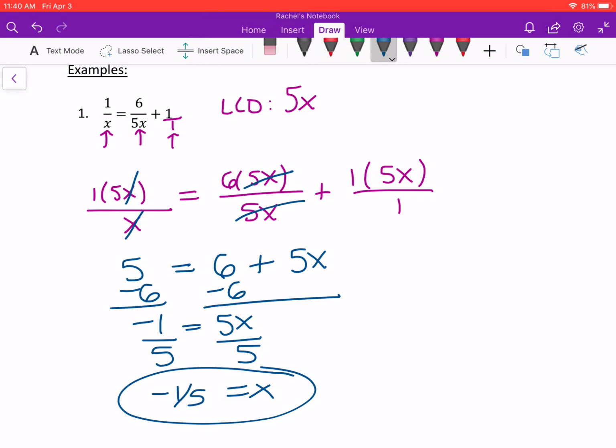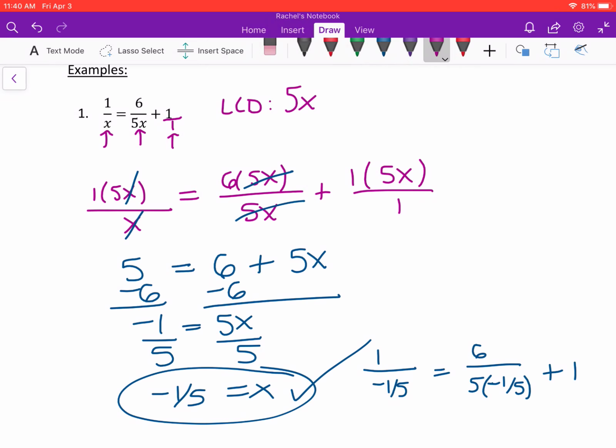Then I need to check to see, do I have any extraneous solutions? So what I have to do for that is I'm going to take that -1/5, plug that in for every time I see an x in my original problem. So I would have 1 over -1/5 equals 6 over 5 times -1/5 plus 1. And if we look, I have -1/5 in my first denominator. My second fraction, I would end up getting a -1 if I do 5 times -1/5, which means I don't have 0 in any of my denominators. So -1/5 is the answer. It's not extraneous.